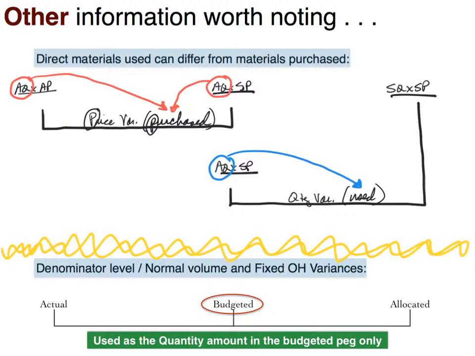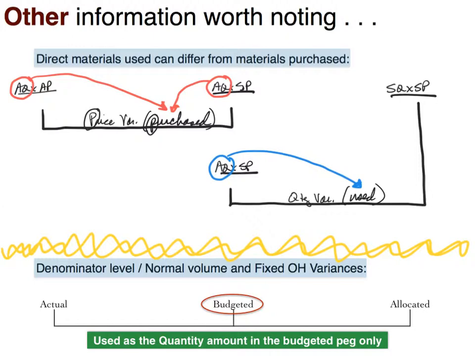So you could actually use this diagram when they're the same as well. That way you're always safe. It's just those two middle pegs would be the same number. But you have to use this diagram if materials purchased do not equal materials used. That way you have two different middle pegs. There'll be two different numbers there for those two middle pegs.